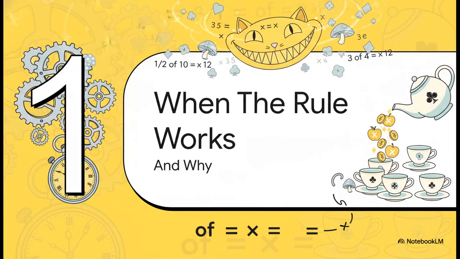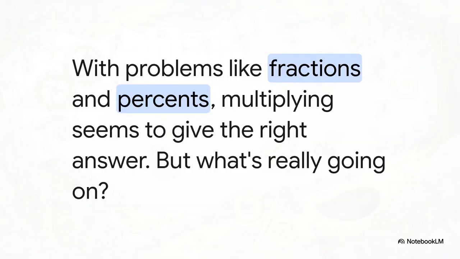Okay, so before we completely dismantle this idea, let's give it some credit. There's a reason this rule exists. And to be fair, in certain situations, it works perfectly. So let's dive into where this "of means times" idea comes from and why it feels so right. I mean, think about it. If I say 2/3 of 60 or 15% of 200, you multiply, and bam, you get the right answer. Every time it works, it reinforces that rule in our minds.